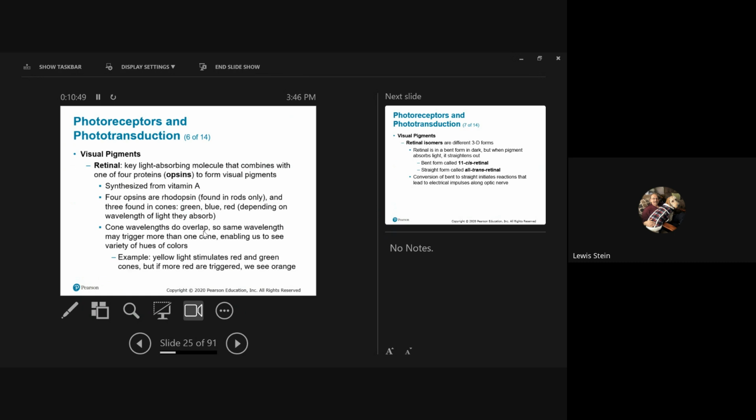The key molecule is retinal, which combines with 1 of 4 other proteins called opsins. They're from vitamin A. That's why vitamin A is so important. You see, eat a bunch of carrots because you have better vision, because carrots are a very good source of vitamin A. So, rhodopsin, rods only. 4 opsins are in rhodopsin, so I remember that. 3 are found in cones, blue, green, and red, depending on which wavelength they absorb.